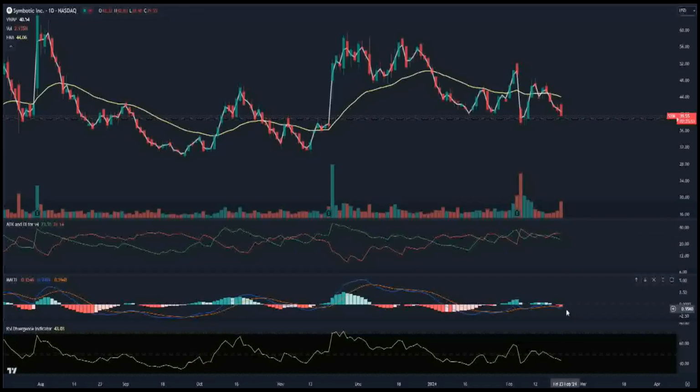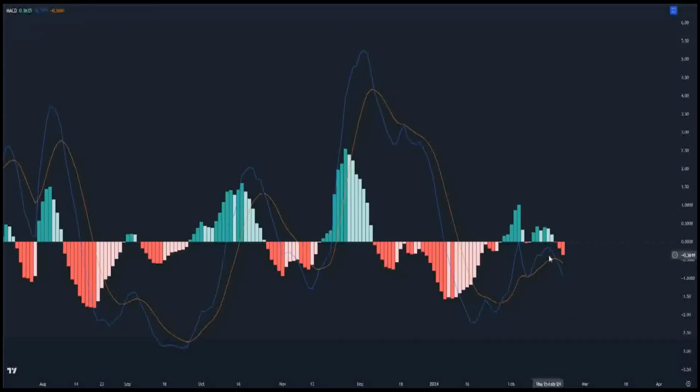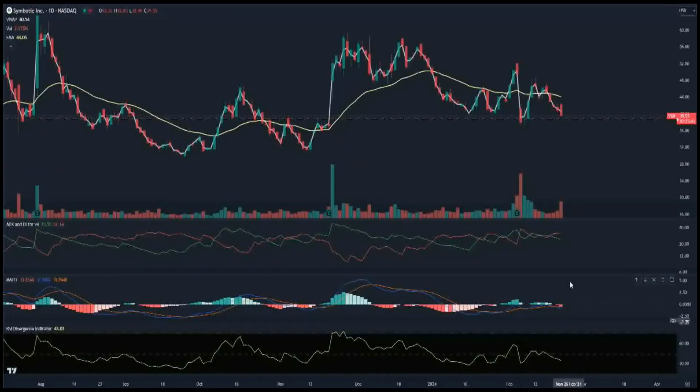Also the MACD, we'll zoom in on the MACD here, has now crossed over and is trending downwards. So that's another confirmation indicator that the price action will continue downwards. The question is, how much further will it go down? Let's determine that.